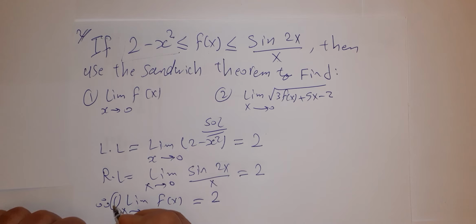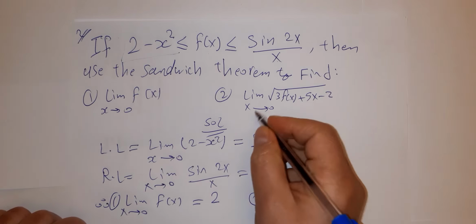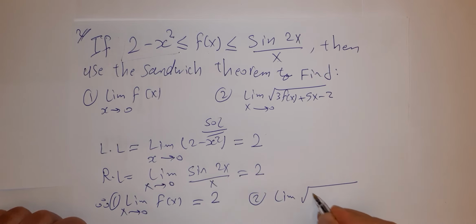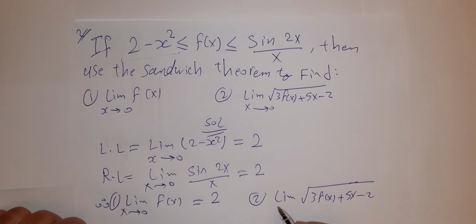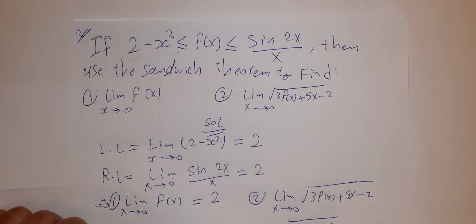This is number 1. Number 2, find limit of root of 3 f of x plus 5x minus 2 when x tends to 0. Here you can substitute x equals 0, and limit f of x from the previous step equals 2. So the final answer is root of 3 times 2 plus 5 times 0 minus 2. So the final answer is 6 minus 2 for root 4, which is 2.